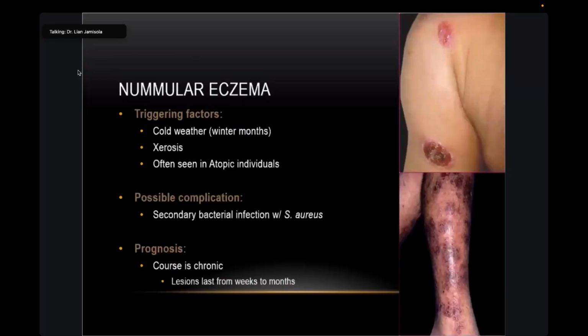Okay, so triggering factors: cold weather, xerosis again if you have dry skin, and also seen in atopic individuals. Some atopic individuals would present as atopic dermatitis with nummular eczema. Again, a complication is secondary bacterial infection, usually with Staph aureus. Prognosis for all endogenous eczemas is a chronic course that can be chronic and relapsing.